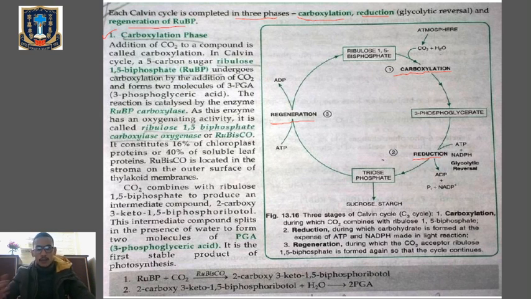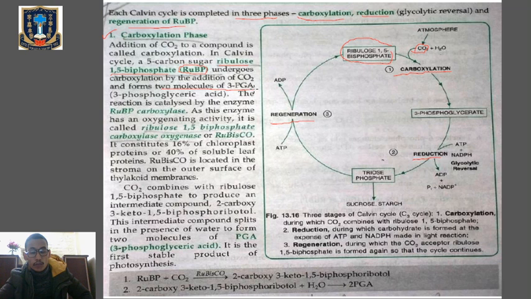Now since we are dealing with the Calvin cycle, let's see what events occur during carboxylation in the C3 cycle. Now in the Calvin cycle, a 5-carbon sugar called ribulose 1,5-bisphosphate, also known as RuBP, undergoes carboxylation by the addition of carbon dioxide. Clear? So this RuBP undergoes carboxylation by the addition of carbon dioxide, and it forms 2 molecules of 3-PGA.